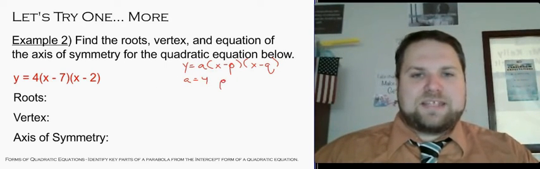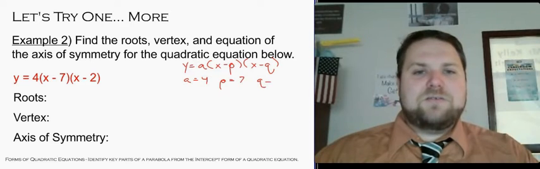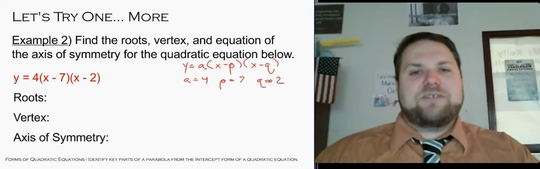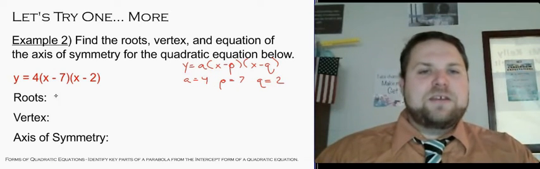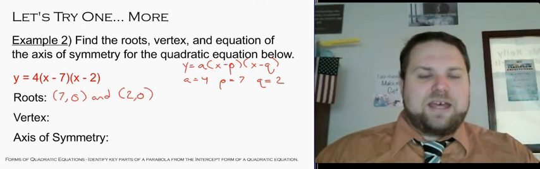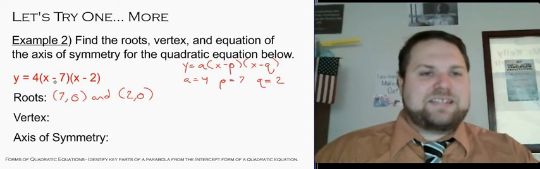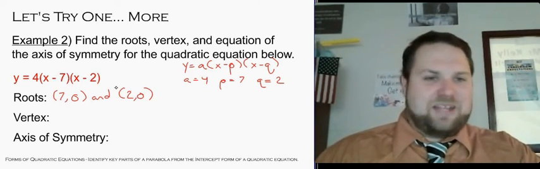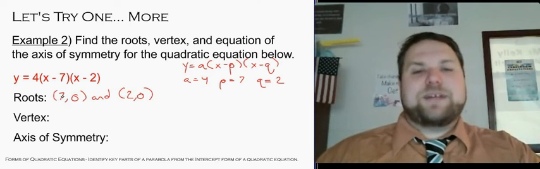P is the opposite of the number in the first parentheses. So negative 7 means P is positive 7. And then Q is going to be positive 2. Again, the opposite of whatever's there. So now I've got positive numbers for all of these. So my roots are just going to be at P, 0, so 7, 0, and 2, 0. So again, finding the roots, it's as easy as taking the opposite of whatever's in those two numbers right there, and that's your roots.